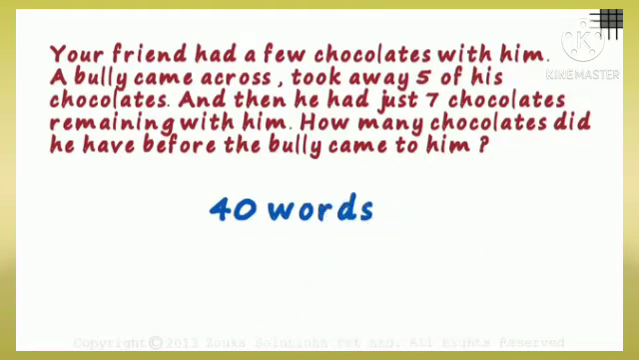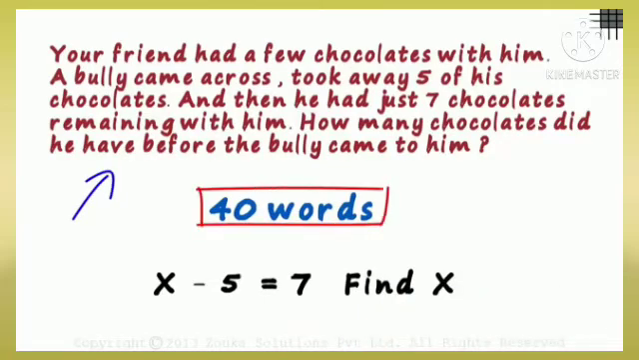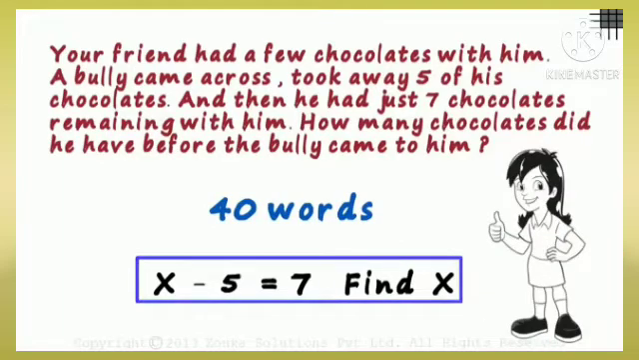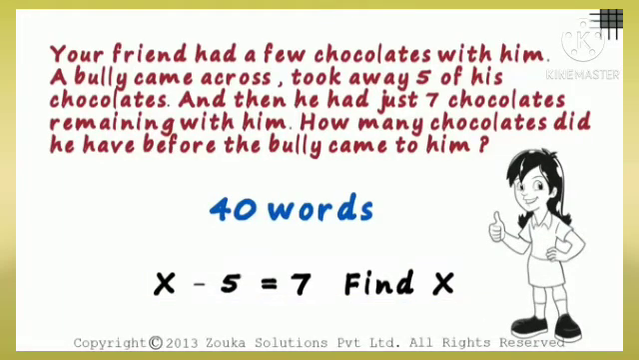Let's see if we can shorten the question a bit. Assume your friend had x chocolates with him. The bully took away 5 of his chocolates. So we subtract 5 from x. And after all this, your friend was left with 7 chocolates. This entire thing will then equal 7. Now all we have to do is find x. This entire question of 40 words can be written like this. So yes, algebra makes life simple.